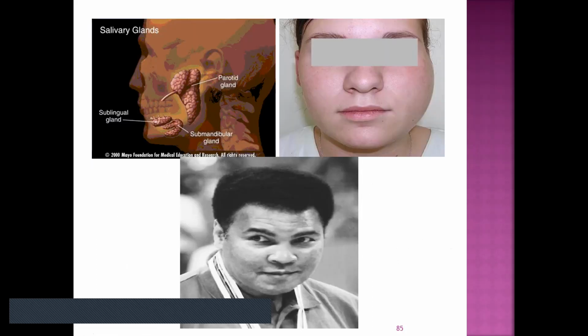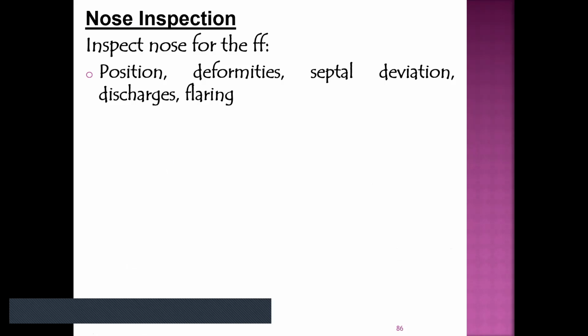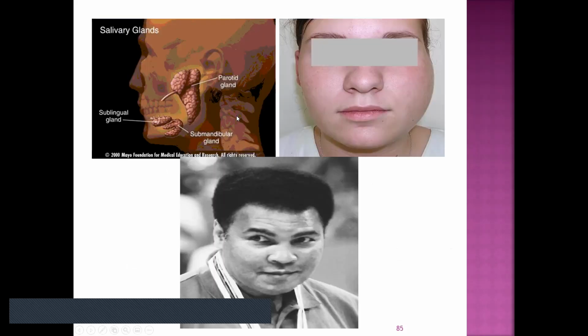So we have our salivary glands. You might want to test these also. So look for the parotid gland, the sublingual gland, and the mandibular gland. Now you can open it. Looks like they are what?